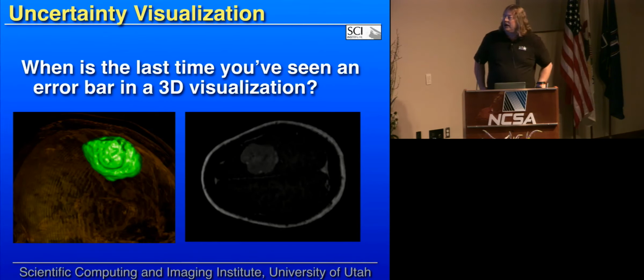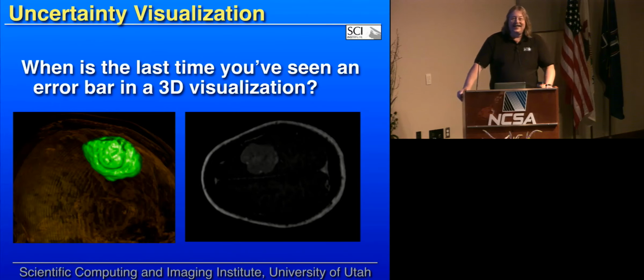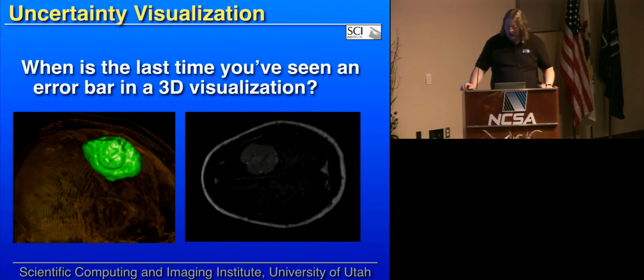the motivation of when is the last time you've seen an error bar in a three-dimensional visualization, including mine? And the answer is almost never, maybe never. And I use the motivation of the example of tumor segmentation for pre-surgical planning as an example of why I think it's important that we include this kind of uncertainty information and error information.